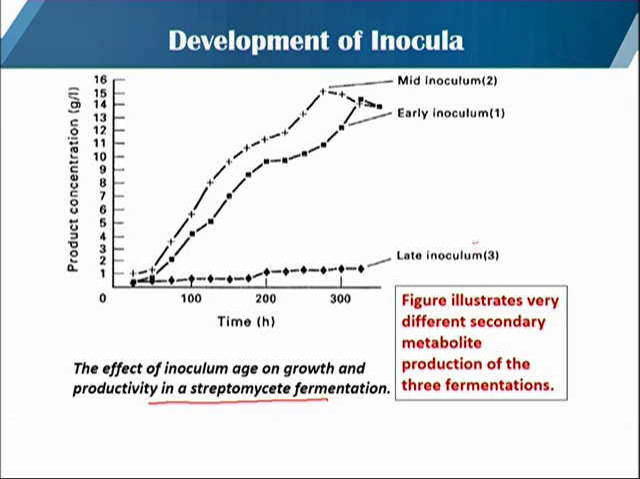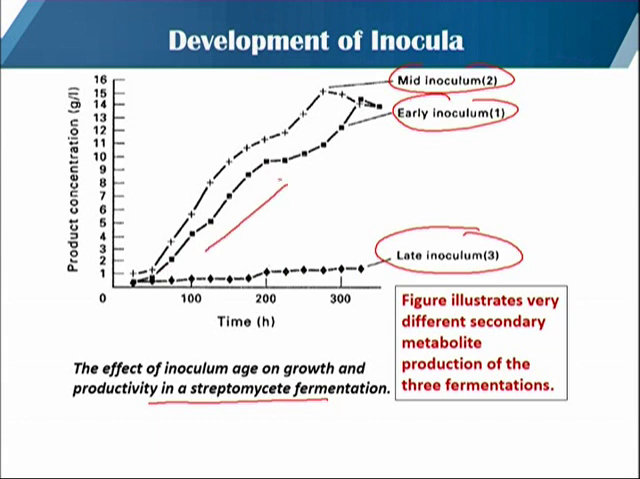You can see that if there is late inoculation, the product concentration of streptomyces is much less productive. When they use the early or the mid inoculum, then they have a very suitable rate of productivity. So by this graph you can say how the inoculum age is effective on the production rate, and the transfer should be made when the inoculum is developed in a suitable amount.